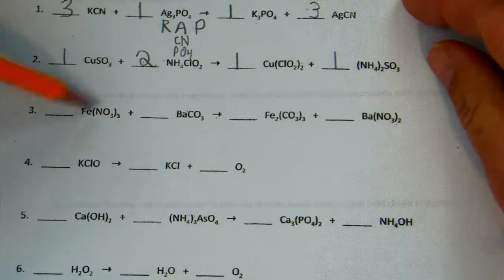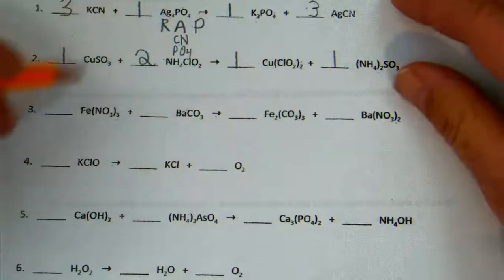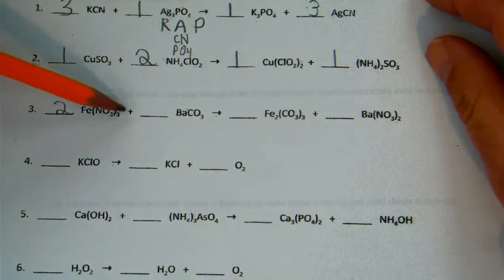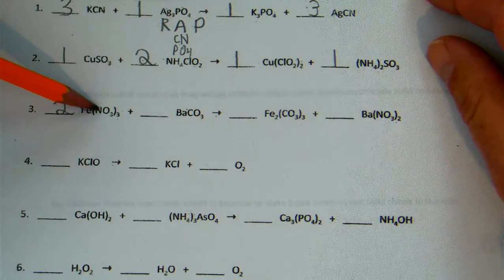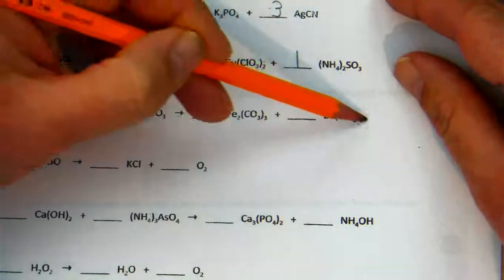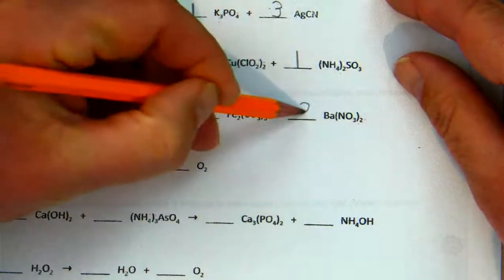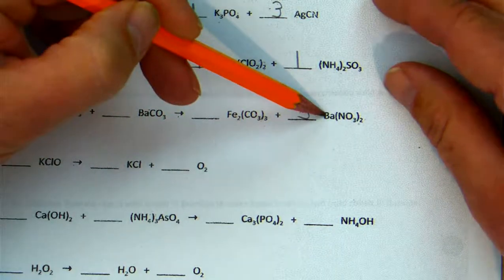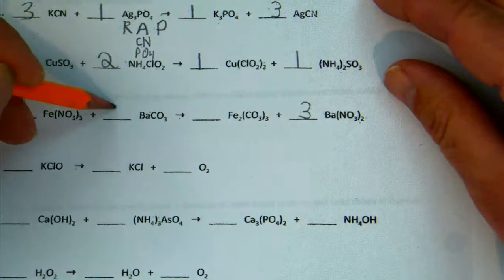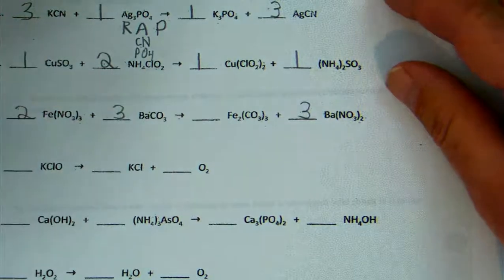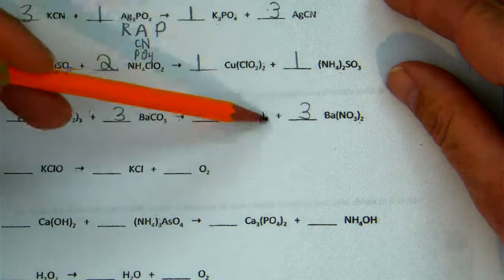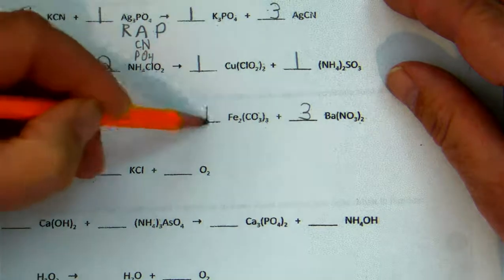I have 1 iron on the left, 2 on the right, so let's try doubling that on the left. That gives me 6 nitrates on the left. I only have 2 nitrates on the right, so let's try tripling the ones on the right. But that gives me 3 bariums on the right, so let's try 3 bariums on the left. That gives me 3 carbonates on the left, and I have 3 carbonates on the right. So this might be balanced.